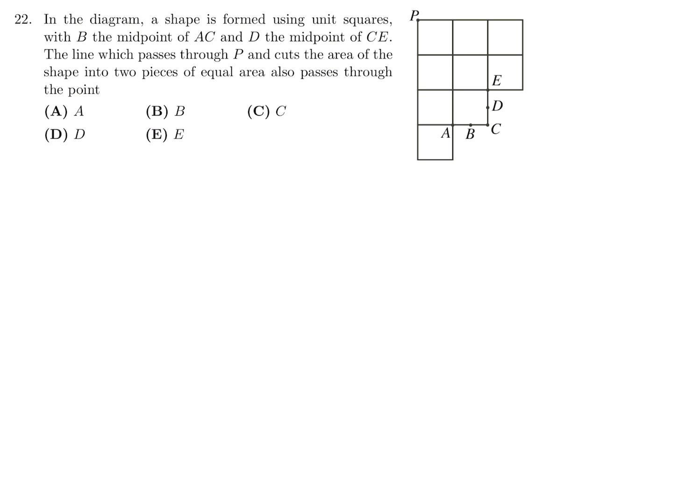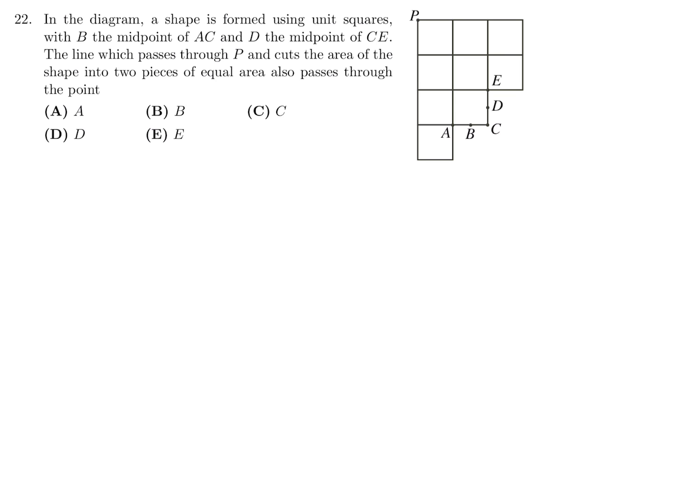In the diagram, a shape is formed using unit squares with B as the midpoint of AC and D the midpoint of CE. The line which passes through P and cuts the area of the shape into two pieces of equal area also passes through the point. So our job is to figure out which one of those letters we draw the line through. And when we do draw a line, it will cut it into two equal pieces.